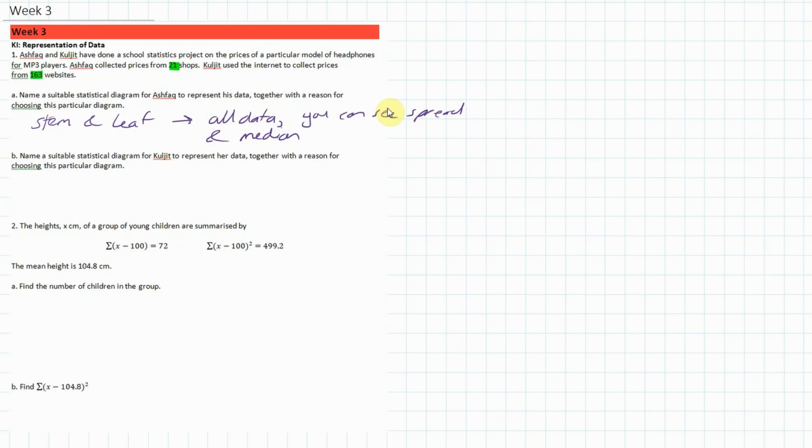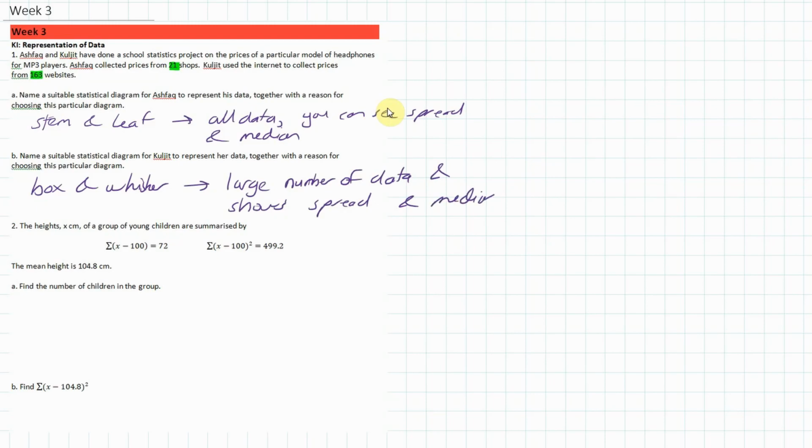The next one: name a suitable statistical diagram for the second chap. Now he's got lots more websites, so I'd be tempted in this case to use a box and whisker, because there are a large number of data pieces and it shows spread and median. Okay, so that's that one.